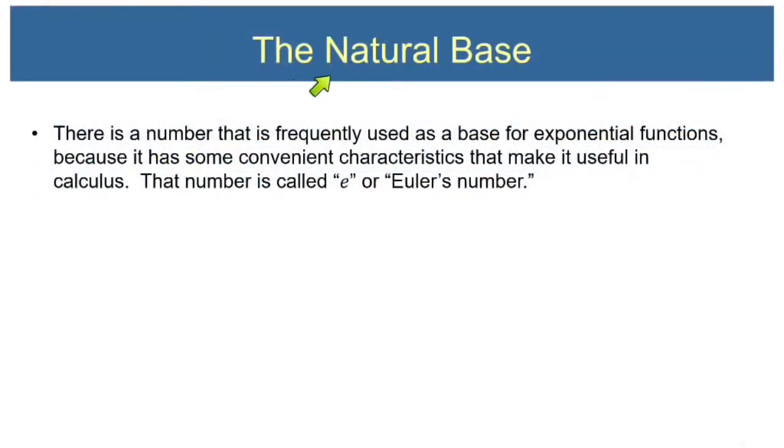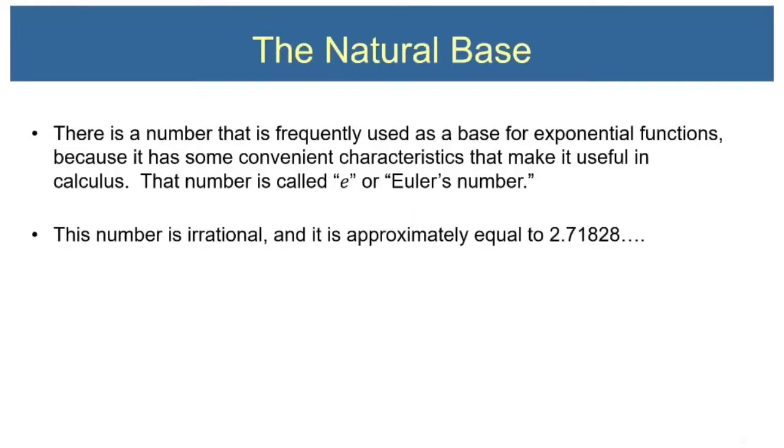Okay, first let's take a look at the natural base. There is a number that is frequently used as a base for exponential functions because it has some convenient characteristics that make it useful in calculus. And that number is called e, or Euler's number, but it's represented with a lowercase e. This number is irrational, like pi, and it is approximately equal to 2.71828. Now don't worry, because you do not need to memorize this number. Anything that we need to do with the number e we will do on the calculator, and your calculator has the number e already built in.